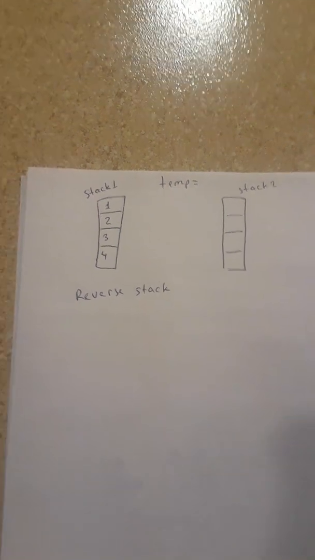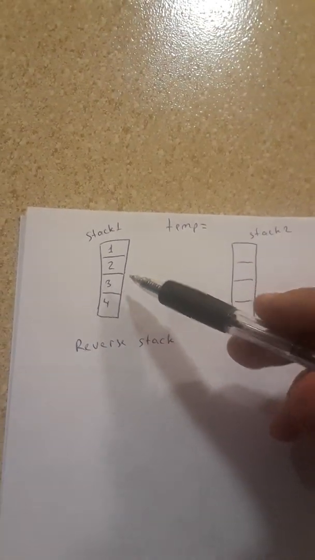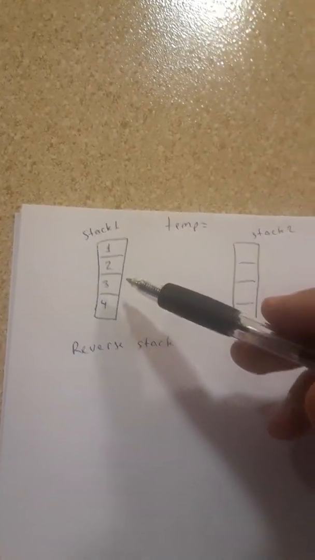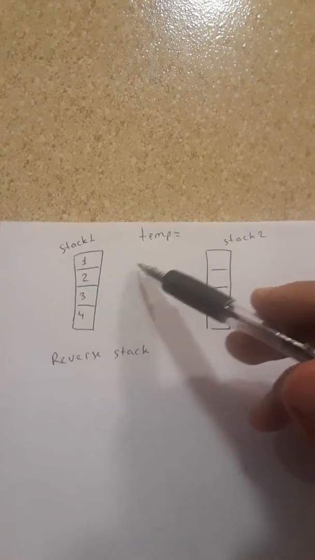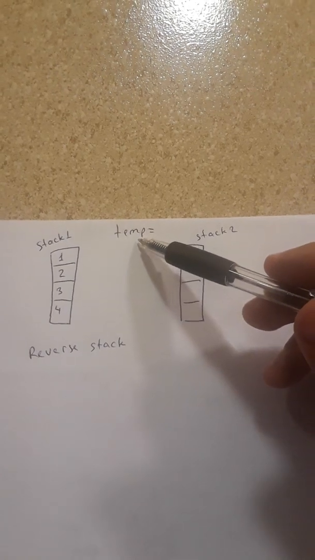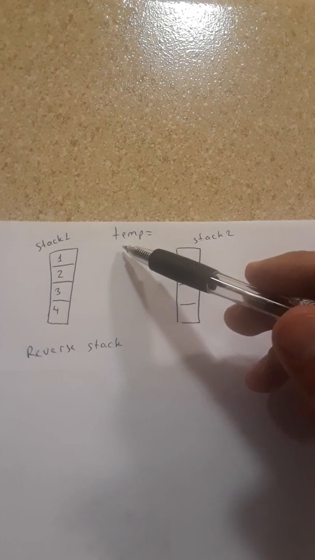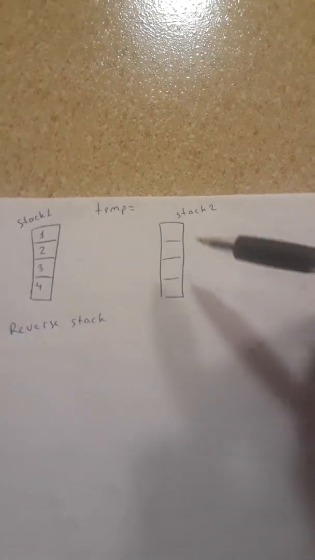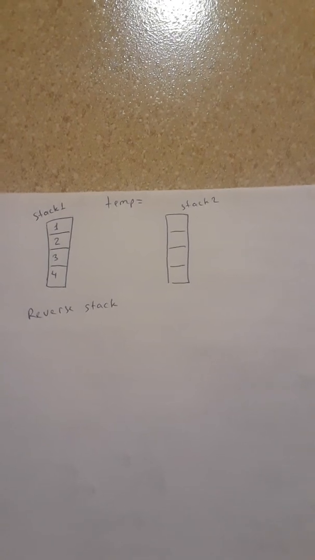Problem number 3. So we have a stack, and in this problem we have to reverse it. To reverse it, we can use just one temporary variable, which can be any type of data, like integer or whatever, and a second stack. So how are we gonna do this?